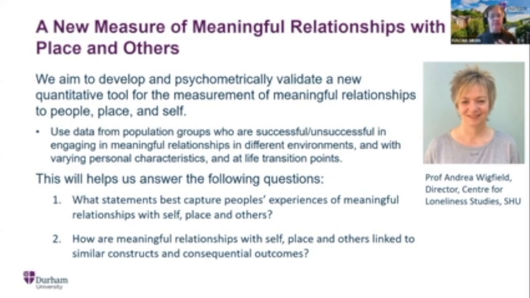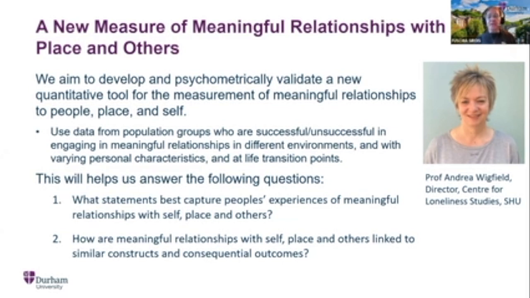The aim is to look at people who are successful or unsuccessful in engaging in meaningful relationships across different contexts, who have different personality characteristics, and who are at different life transition points. So we're getting at where along the lifespan people are more or less likely to experience loneliness. By taking that broad approach, we hope to be able to address what statements best capture people's experience of meaningful relationships with self, place, and others. So we see this as a multidimensional measure.